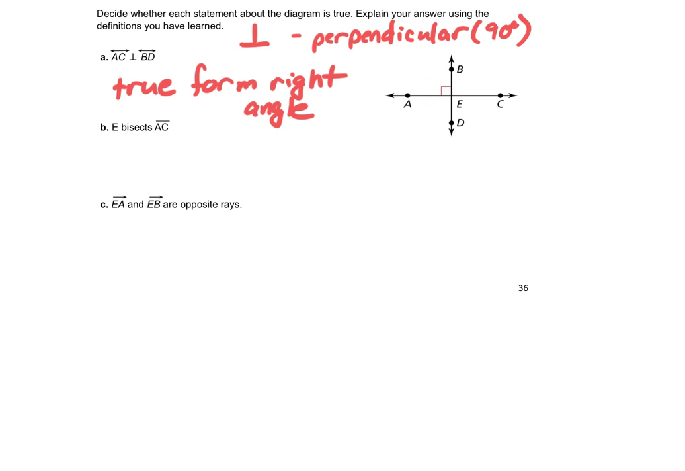So one of the hardest things about geometry is we're going to be given a picture, and it sure enough looks like E is in the middle, right? But we don't have enough information to prove that. So if we don't have enough information to prove it, then sorry, we can't do it, right? And so here we have to say false. We need info about the length.